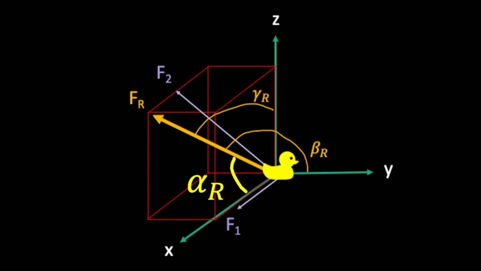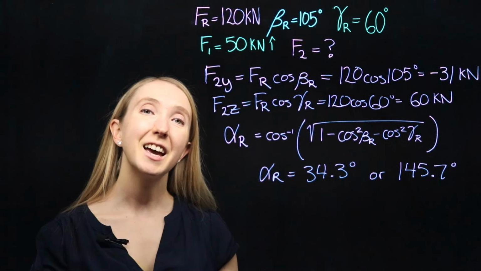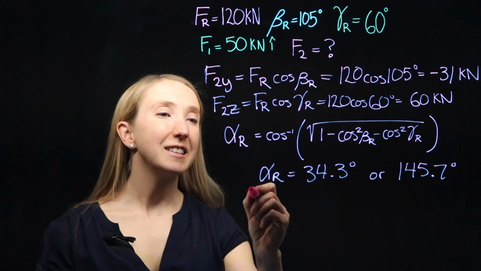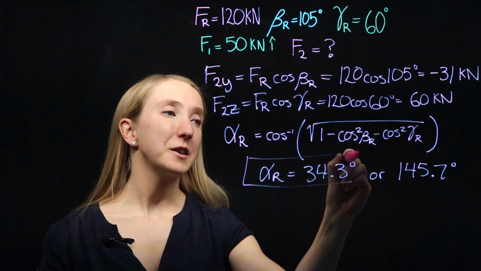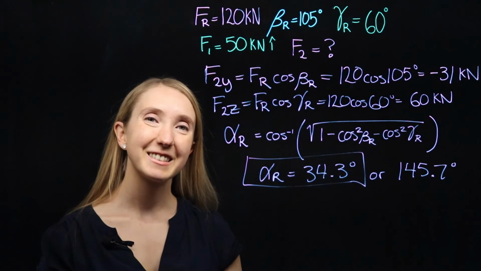Alpha goes from the tail of our force to the x-axis in the positive direction. Our resultant has a positive x orientation, so our angle alpha will end up less than 90 degrees. That means that our answer is that alpha is equal to 34.3 degrees.